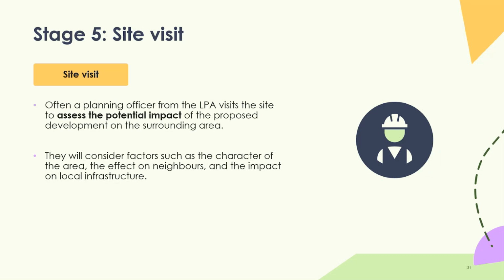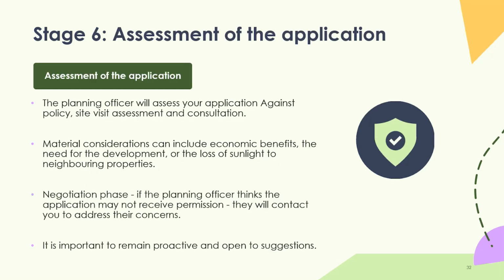There may be a site visit, particularly, as I said, if there are areas of particular importance that they're concerned about the impact. And then, as I said, there's an assessment of the application. The planning officer will have a look at your assessment against policy and any site visit and consultation feedback. They'll consider any material considerations to the proposal, loss of sunlight, etc.